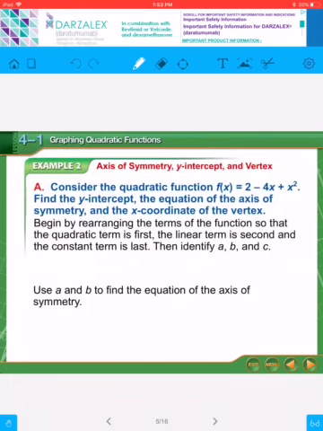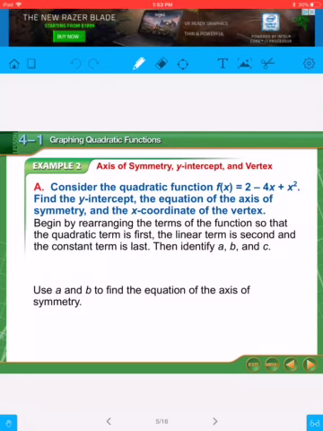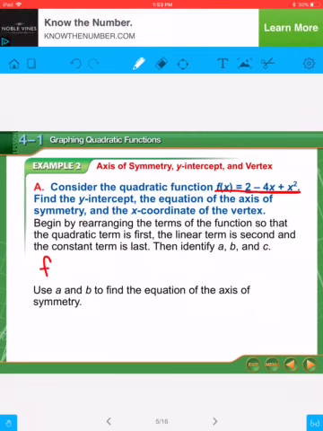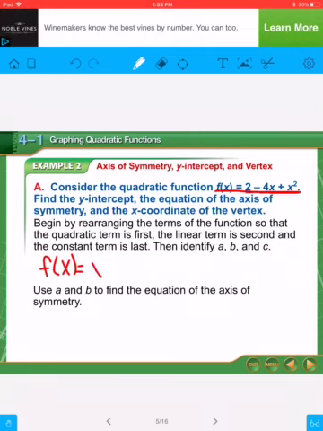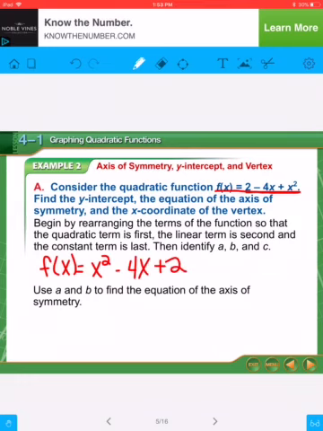Okay, so we're going to consider the quadratic function f of x equals 2 minus 4x plus x squared. We're going to find the y-intercept, the equation of the axis of symmetry, and the x-coordinate of the vertex. Now, we need to do some work to this equation before we can jump into all of that. We need to rewrite our equation in ax squared plus bx plus c format. So our equation is actually f of x equals x squared minus 4x plus 2. There is our standard form.